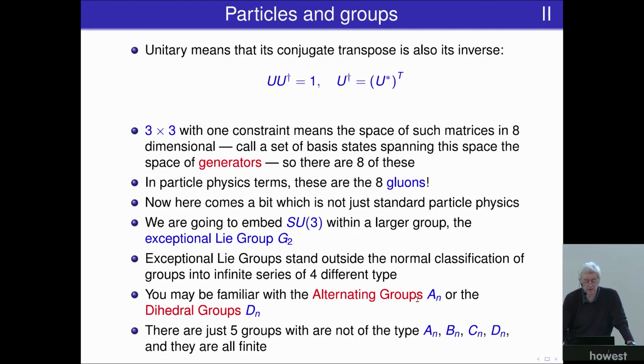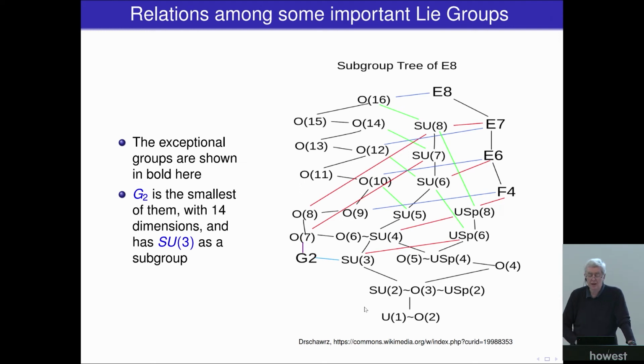And 2 of them which I think most people would recognize are the alternating groups A_n and the dihedral groups G_n. But there are 5 groups which stand outside that classification, and they're shown in bold on this diagram. Sorry, this is a bit complex. But these ones here, E8, E7, E6, F4, and then we zoom over here and we get to G2.